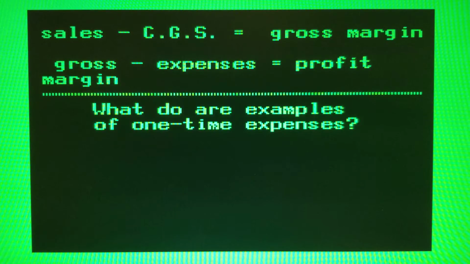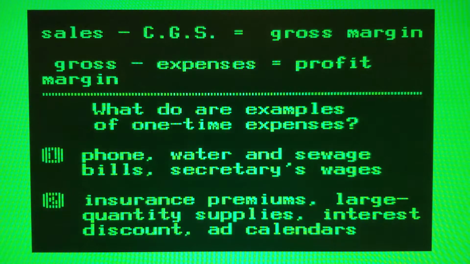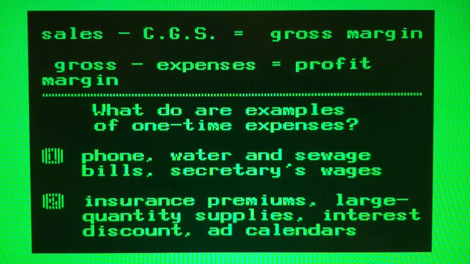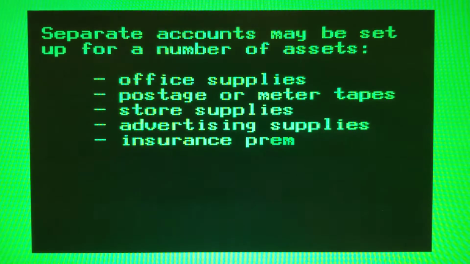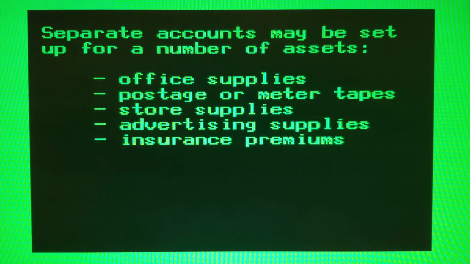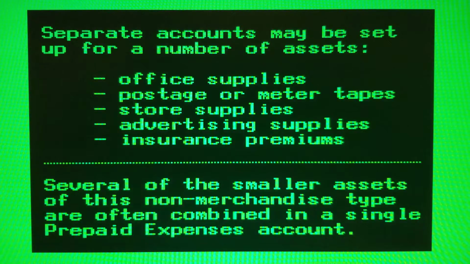What do you think are examples of these one-time expenses? Separate accounts may be set up for a number of assets like office supplies, postage stamps or meter tapes, store supplies like bags and wrapping paper, catalogs and other advertising supplies, insurance premiums, prepaid interest, and the like. But several of the smaller assets of this non-merchandise type are often combined in a single prepaid expenses account.